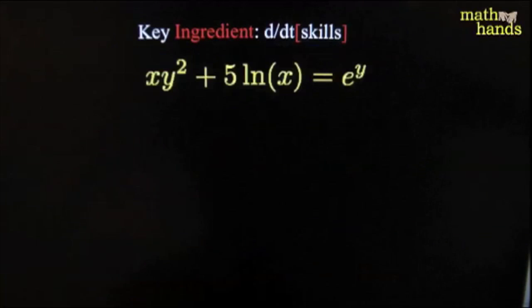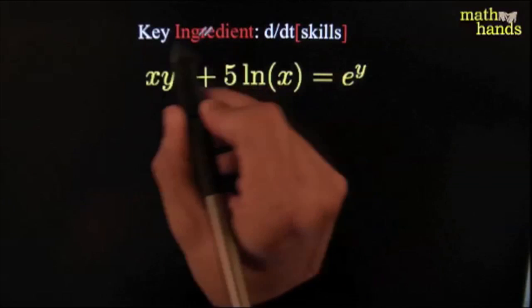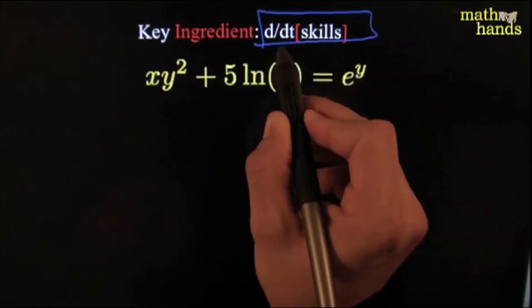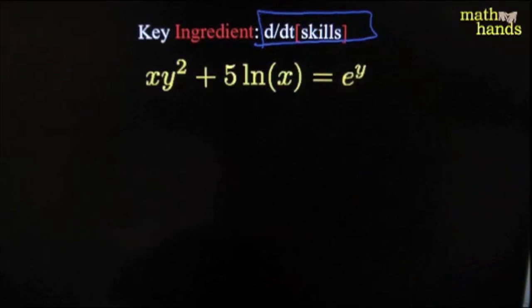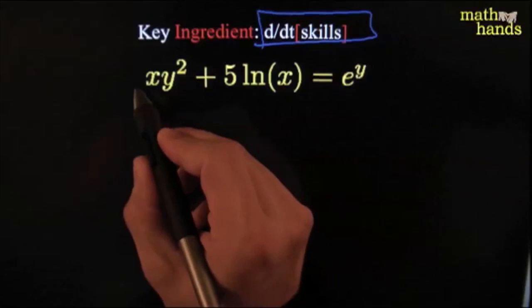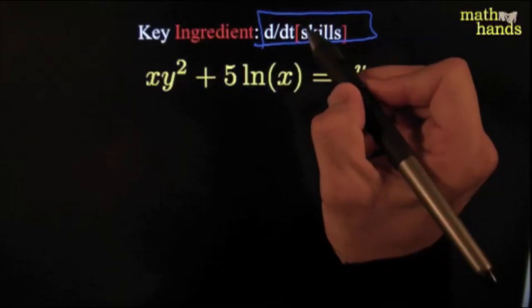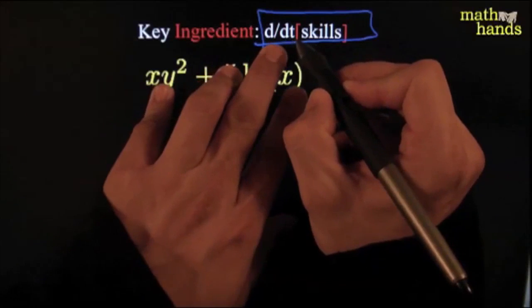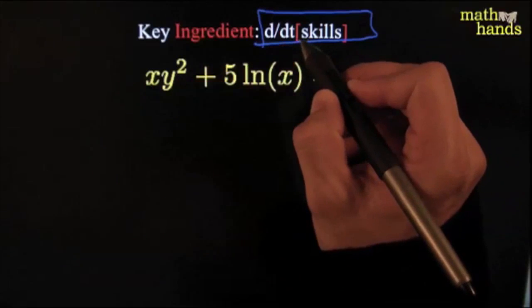Alright, okay, then this is a different ingredient. This is not the plug-in. This ingredient is, hey, you've got to be good with your d/dt skills. What exactly do I mean by that? You have to be good at slapping a d/dt on both sides, or a more traditional calculus teacher may say you have to be good at taking the derivative of each of the expressions with respect to t.